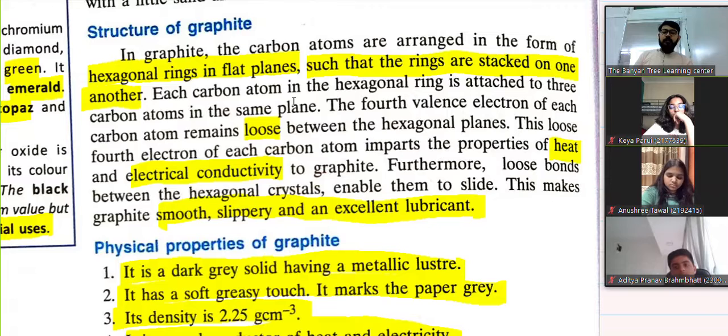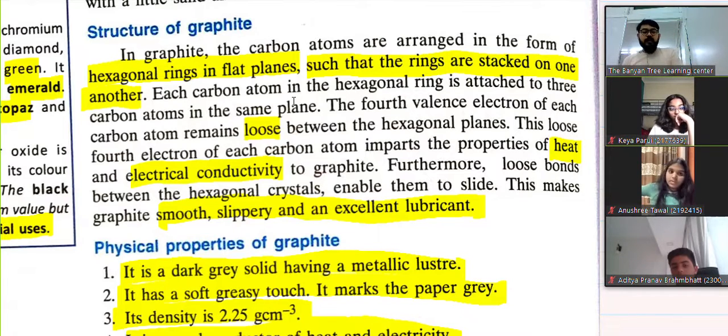Each carbon atom in the hexagonal ring is attached to 3 carbon atoms in the same plane. Diamond में क्या था? Each carbon atom was connected to 4 carbon atoms, and they were not in a ring or a plane. They were connected like a pyramid. Here they are connected in the form of hexagonal rings. So each carbon atom is connected to 3 other carbon atoms. Okay.